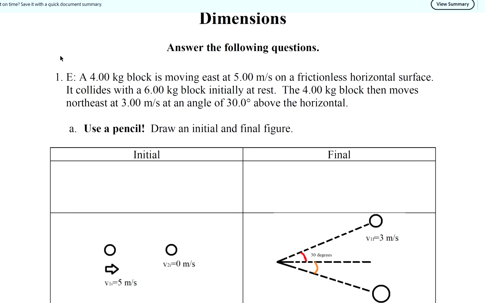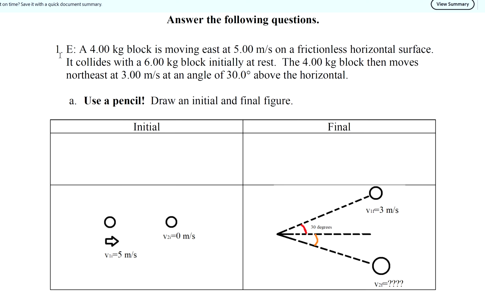Question 1. A 4 kilogram block is moving east at 5 meters per second on a frictionless horizontal surface. It collides with a 6 kilogram object initially at rest. The 4 kilogram block then moves northeast at 3 meters per second at an angle of 30 degrees above the horizontal. Use a pencil. Draw an initial and final figure.